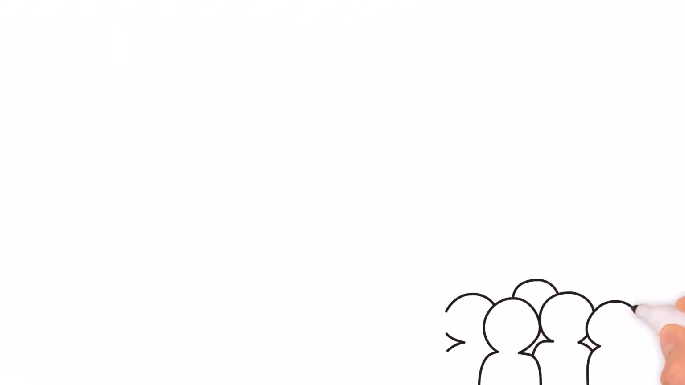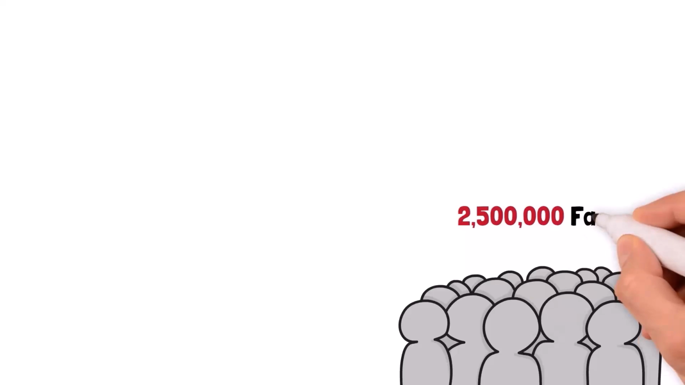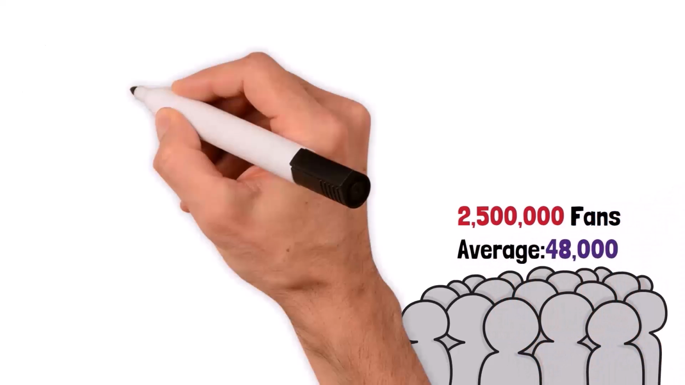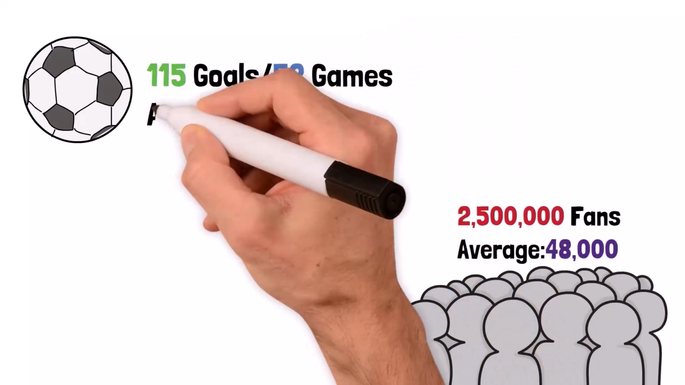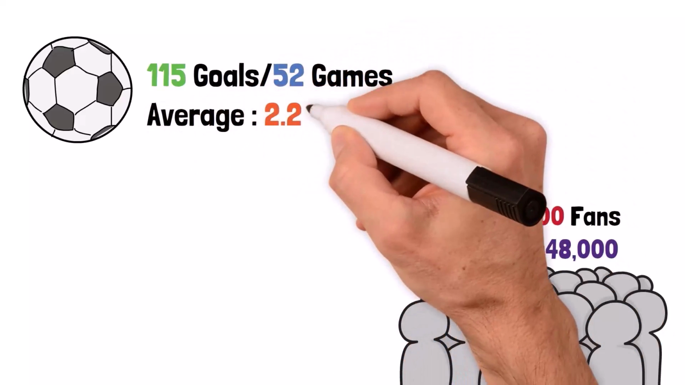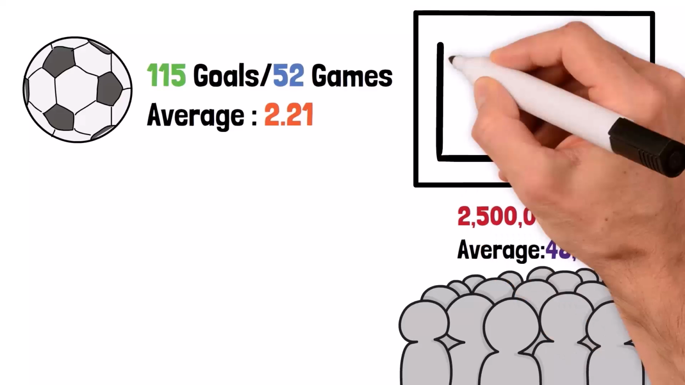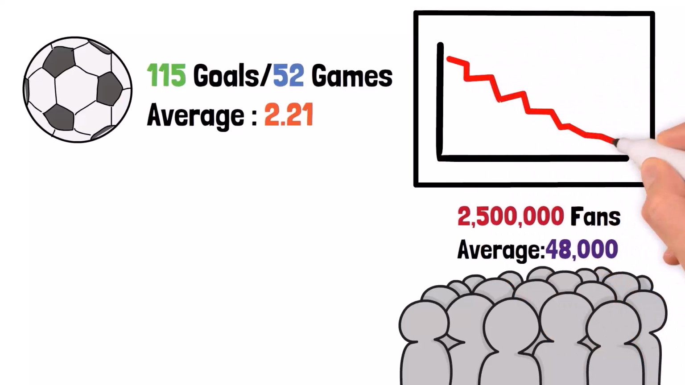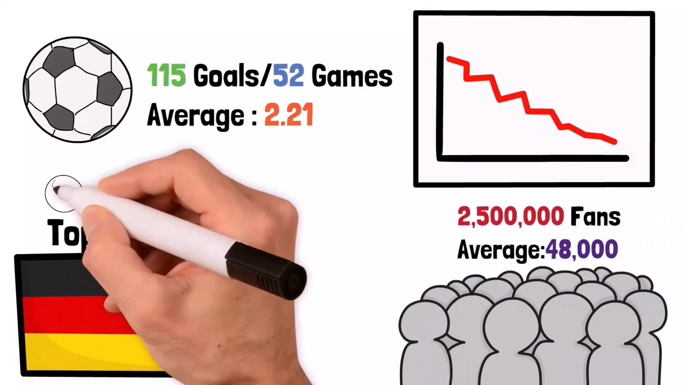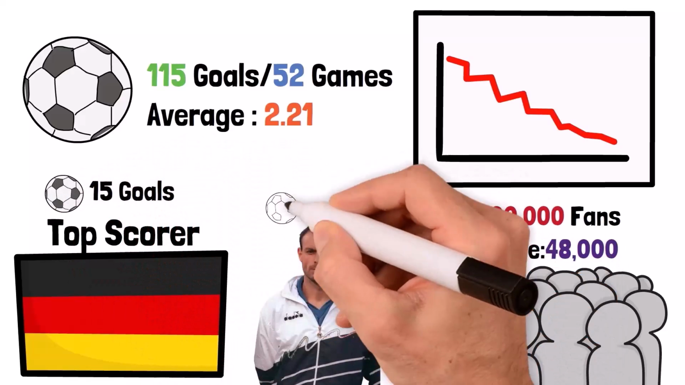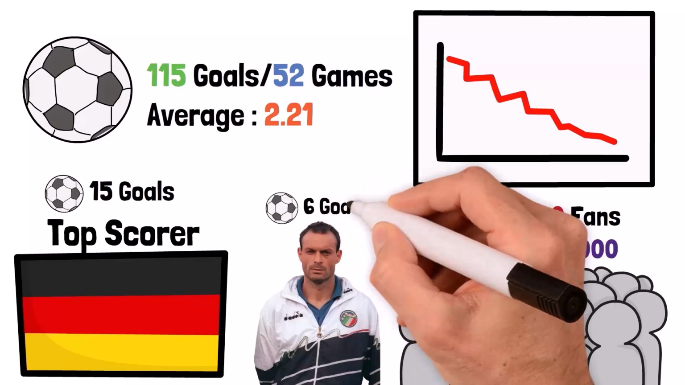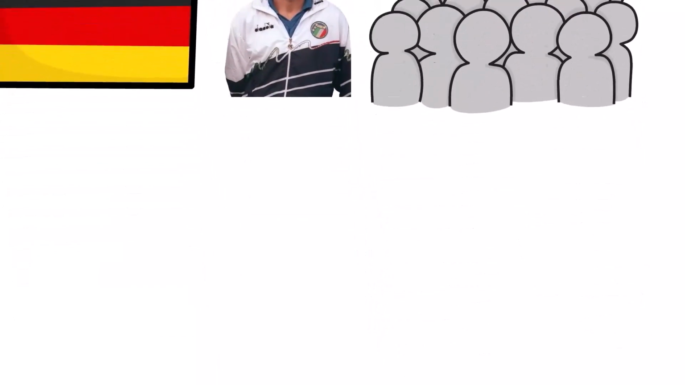Notable stats from the tournament include 2.5 million fans attended the games, an average of 48,000 per match. 115 goals were scored in 52 games, an average of 2.21 per match. This is the lowest average in World Cup history. Germany was the top scorer with 15 goals. Salvatore Schillaci was top scorer with 6 goals. He also won Player of the Tournament.